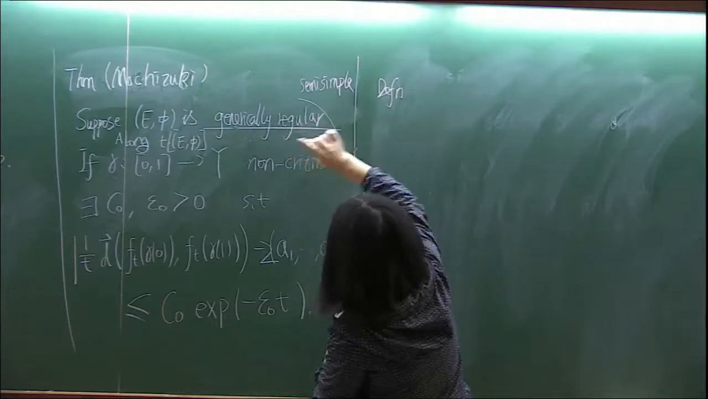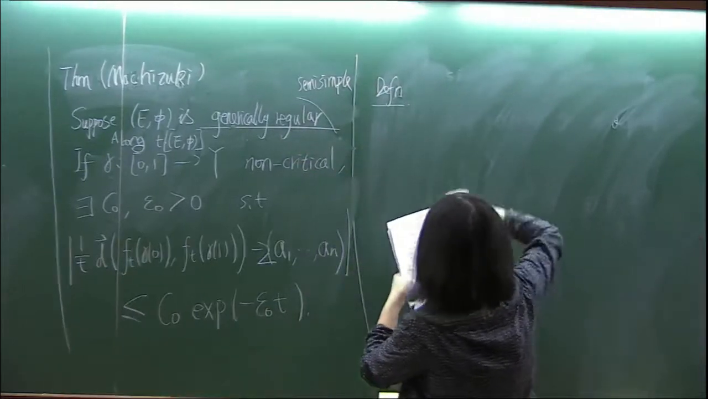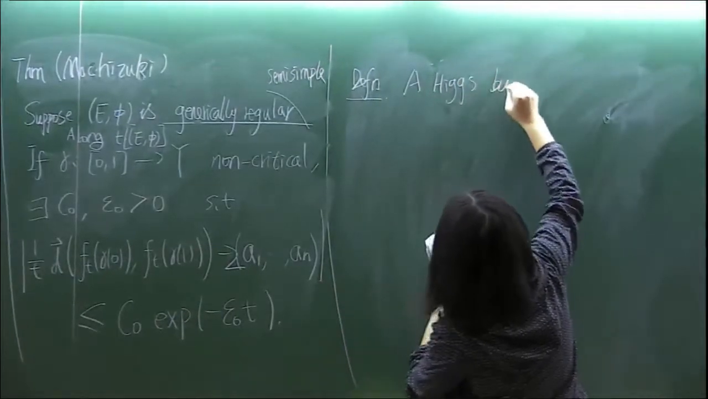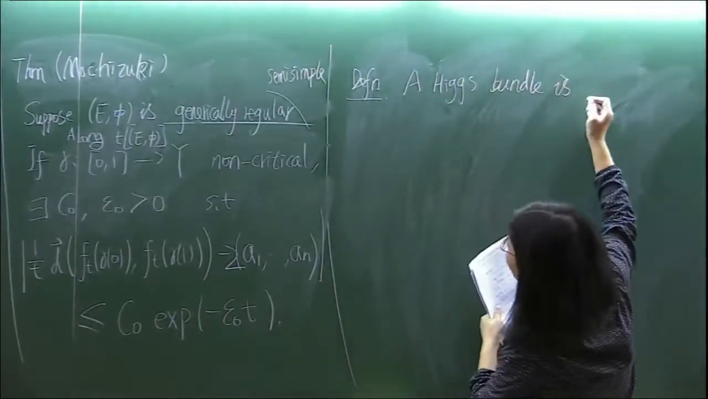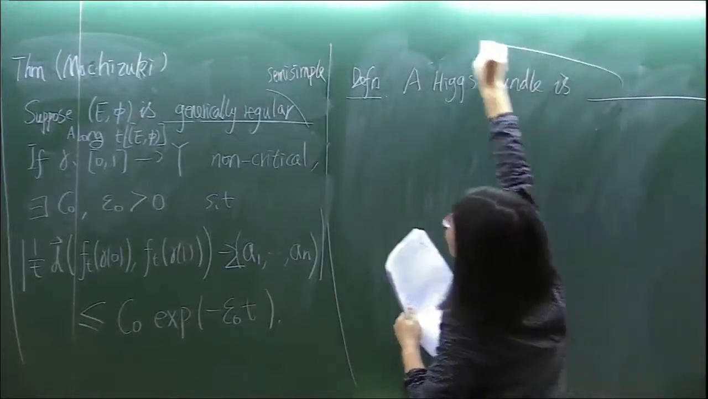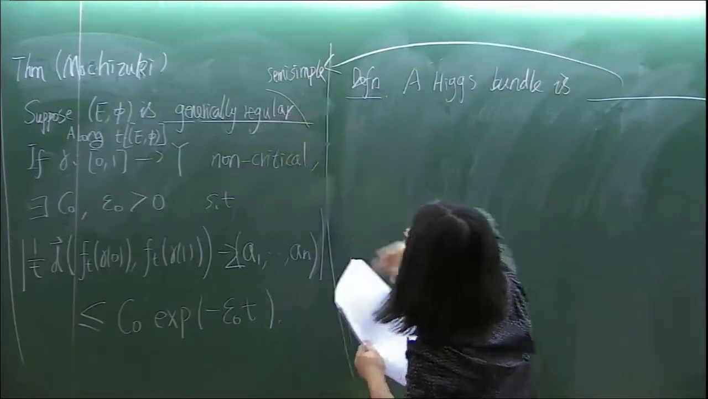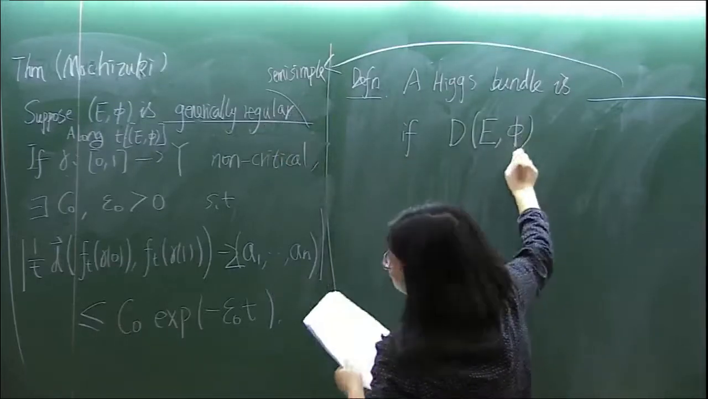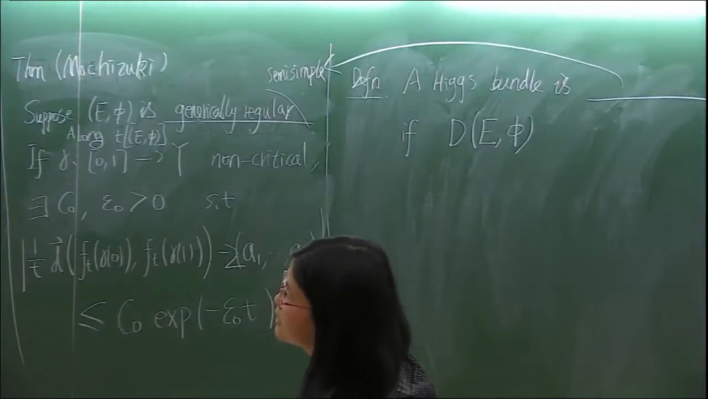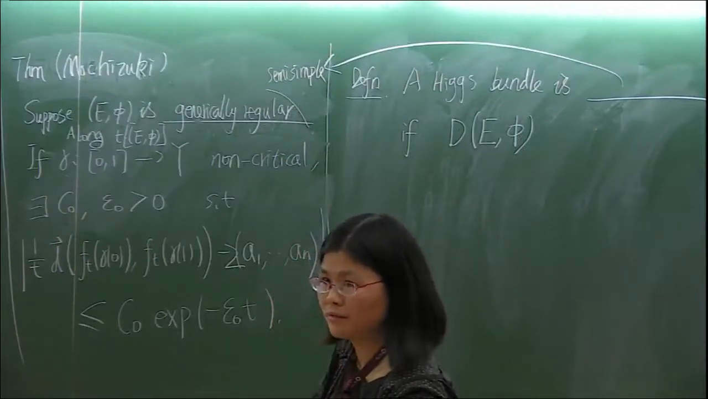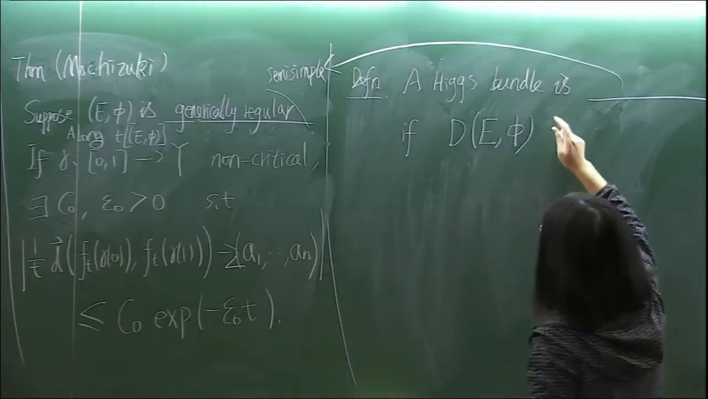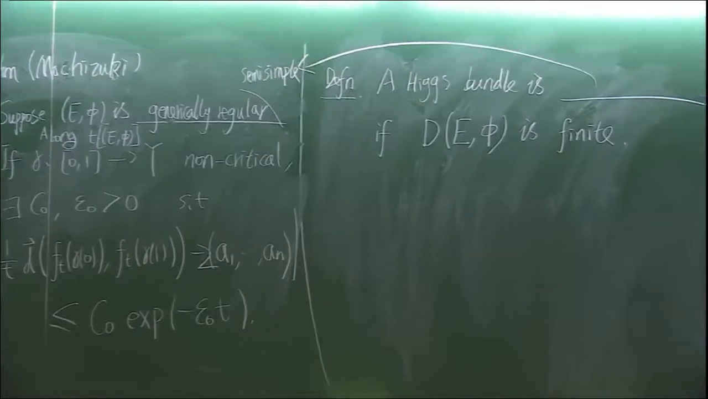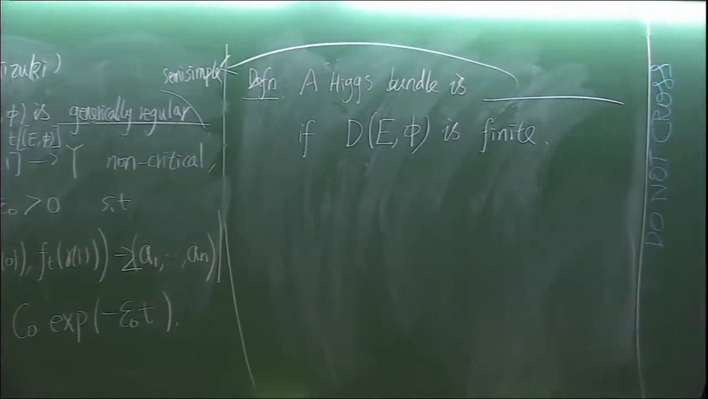So let's explain what this condition is. It's very simple. A condition of a Higgs bundle, so this is generically regular semi-simple, if the set we define there, just the points where phi fails to have n distinct eigenvalues, if this set is finite. Okay. So this is a very clean condition.